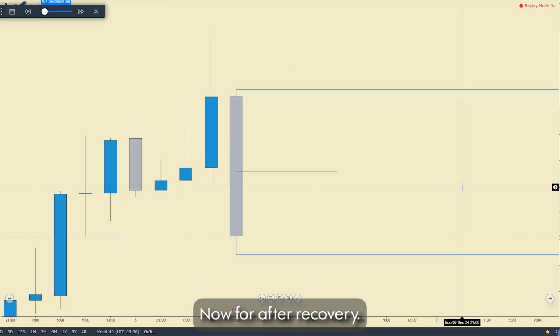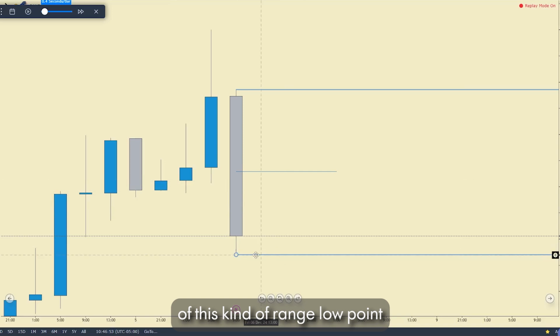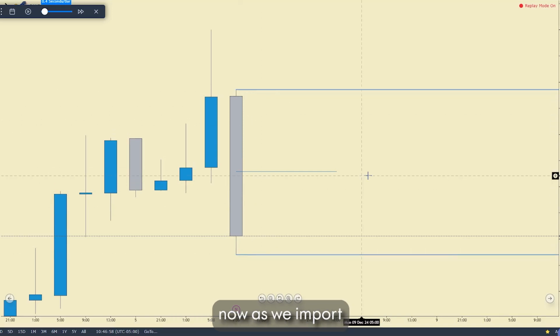Now for our after impulse recovery, we want to make sure that we get a sweep of this candle range low point or candle range high. Now it's very important with the after impulse recovery that usually if the market was very impulsive in one day, it's usually going to start to slow down towards the New York PM session. So you want to focus on getting your sweep in the next day.